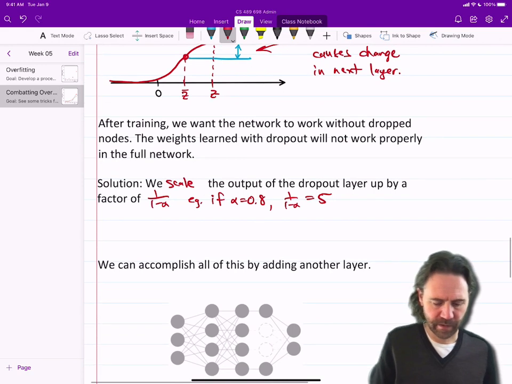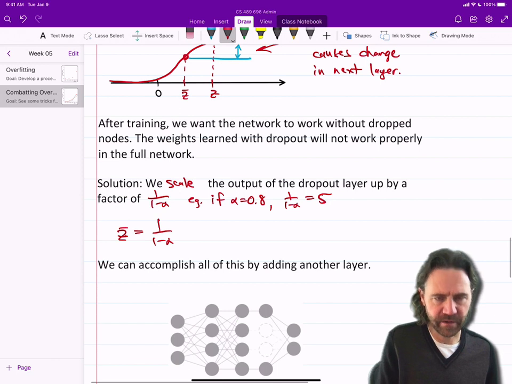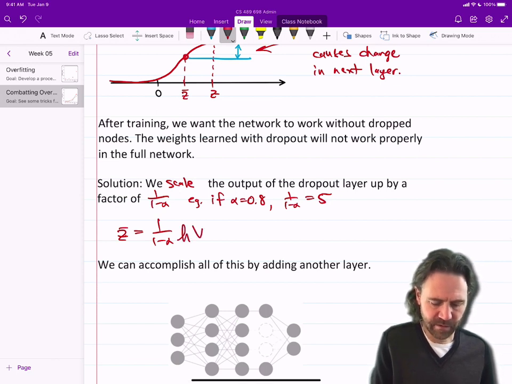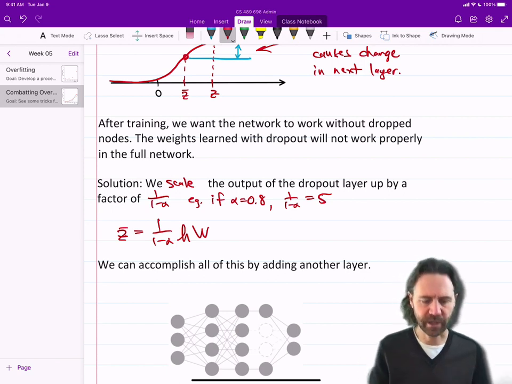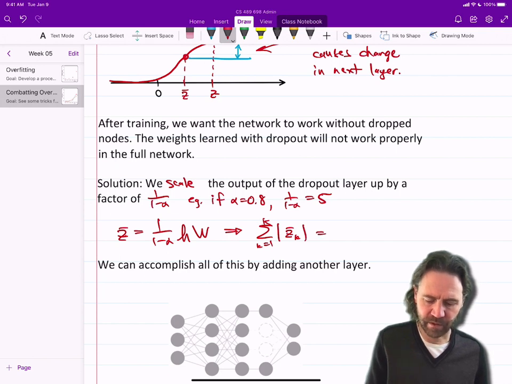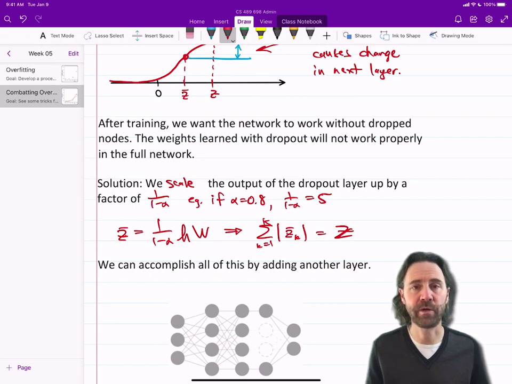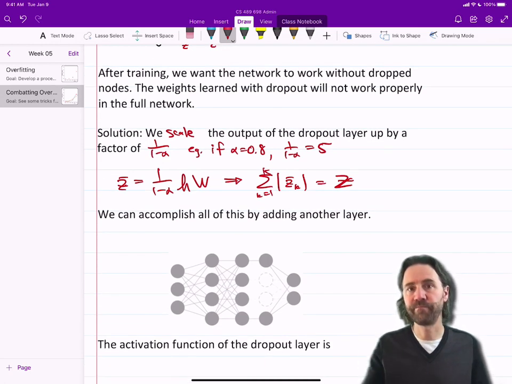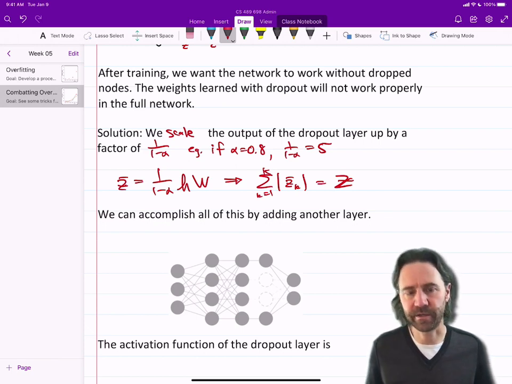So the Z bar would be 1 over 1 minus alpha times the scripted H, or the dropped out H, times the connection weights. And if we were to add up now the total input to the output layer, we would get back to our bubble Z again, which is what we want for our network to function properly against a future data set, a test data set.